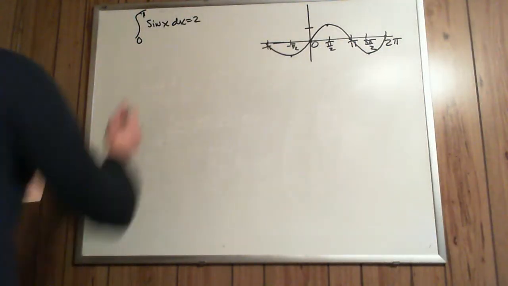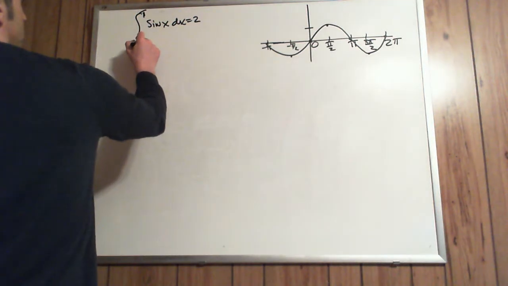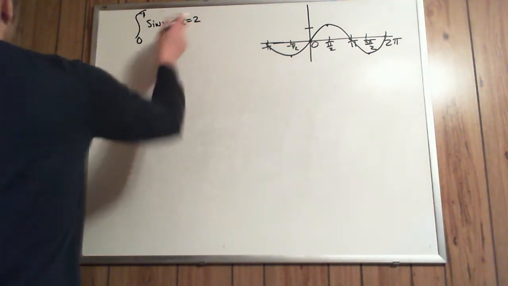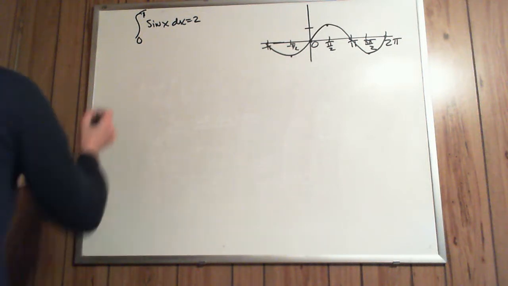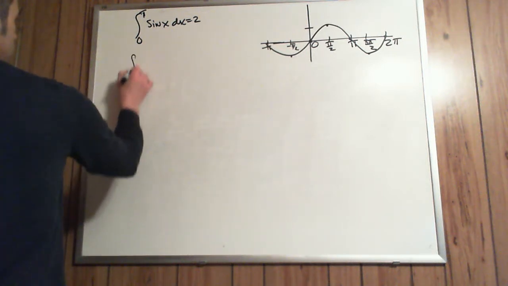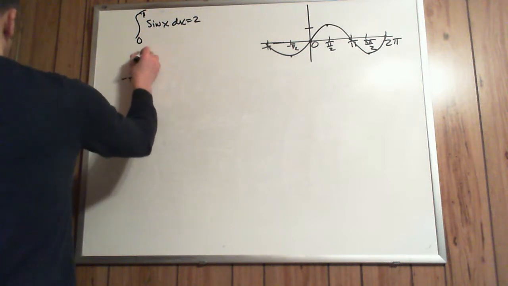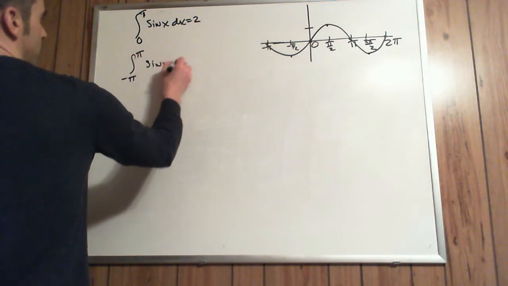So we're to use the fact that the value of the definite integral from 0 to pi of sine x dx is 2. Let's use that to find each of the following. Number 13, the definite integral from negative pi to pi of sine x dx.